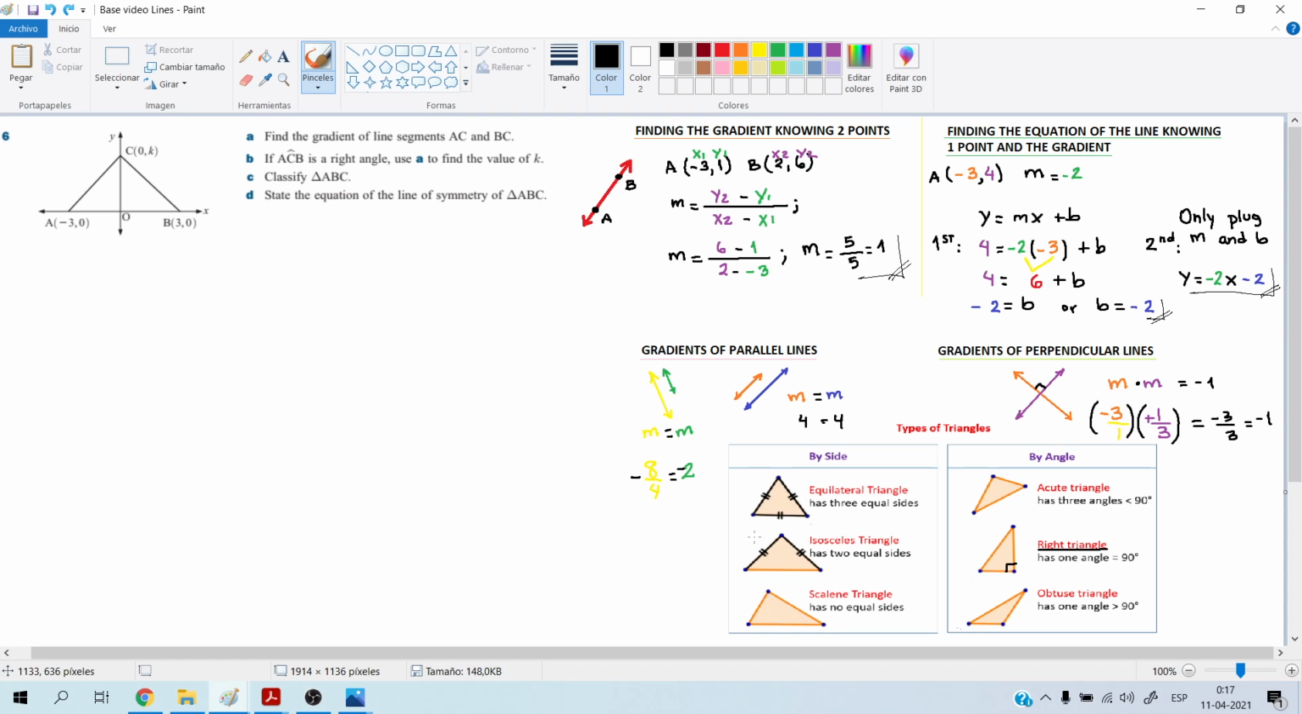Now, based on all of this, one more thing is that if we have 2 lines that are intersecting like this one, that is the solution. That is the point of intersection.